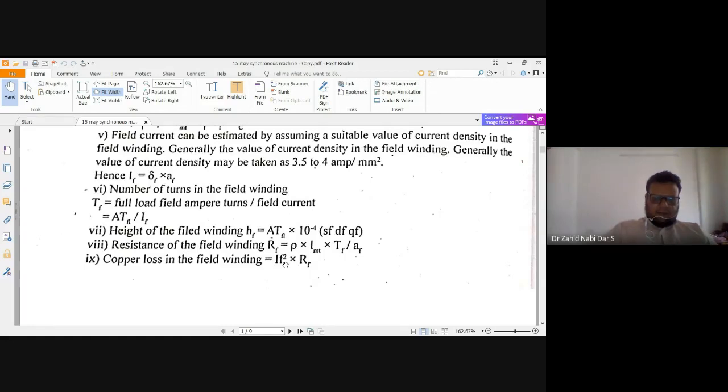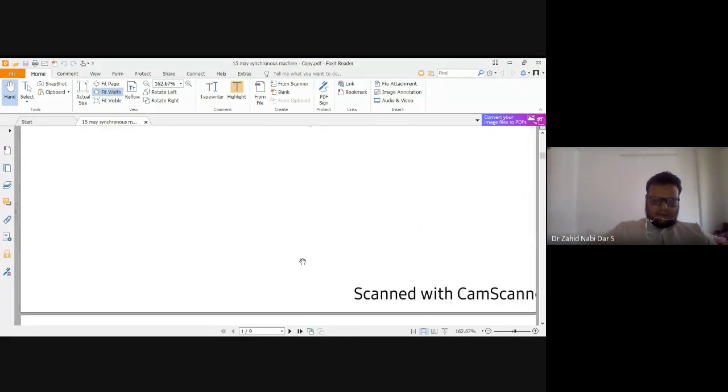So what is the copper loss in the field winding? Copper loss is I square times R, that is IF square times RF, where F should be down as a subscript: field current squared into RF.